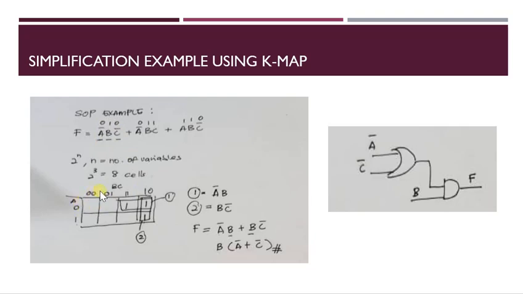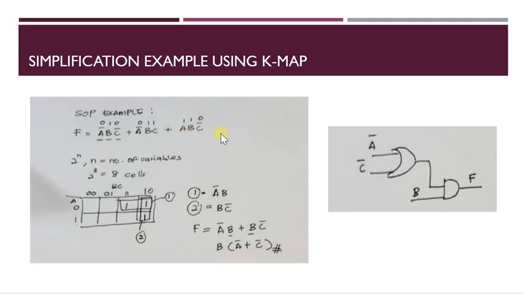So we need to analyze the table which contains 0, 1, 0. So here 0, 1, 0, so map here 1, right? The second product term is 0, 1, 1. So we analyze the table again, we find the correct bit cell, right? So this one, 0, 1, 1, should be mapped here.